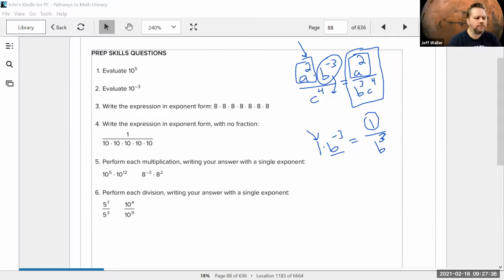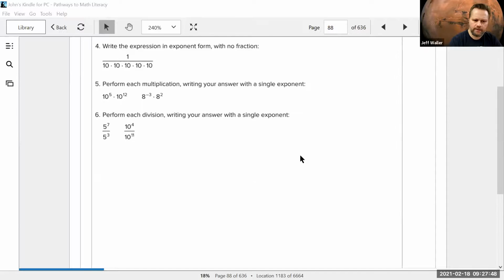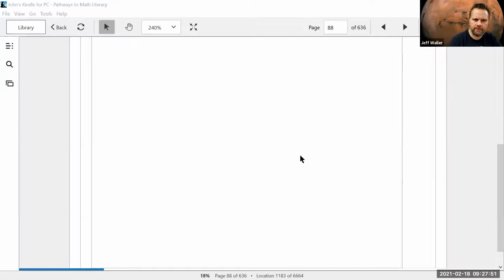Now, here we go. Let me see. I'm going to clear all this away. We are ready now for scientific notation. Here we go. I'm going to clear that away. Let me find some space. Here we go. Here's a lot of white space. All right. So watch this. Here we go.